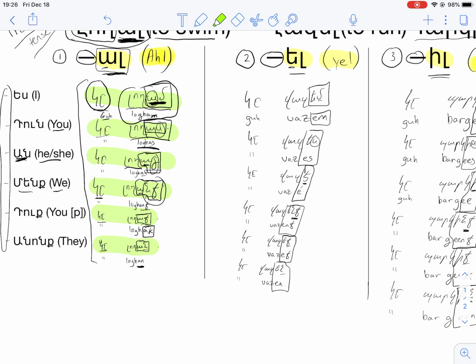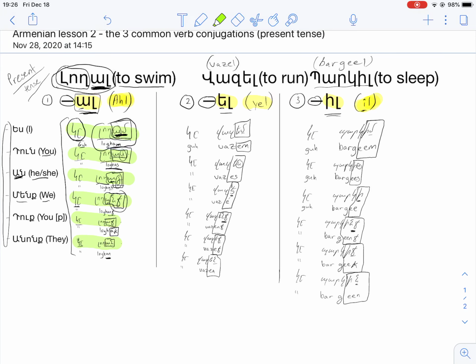Okay? So that is for the ending al. And the word we used was the word for to swim, which is loral. This is in the present tense. Now the second ending, yel, right?